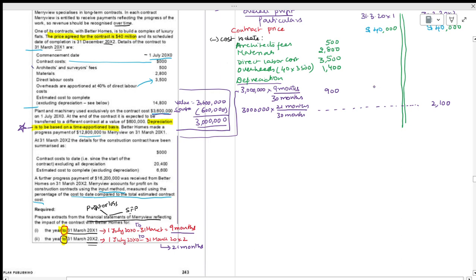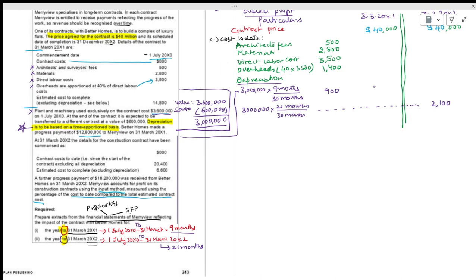We have taken architect fees, materials, direct labor cost, overheads. We will calculate the estimate to complete next. We have taken depreciation, plant and machinery. As at 31st, the details of the construction cost have been summarized. We will take the estimate and further progress payments at a later stage. Is it right? We have taken all the things.